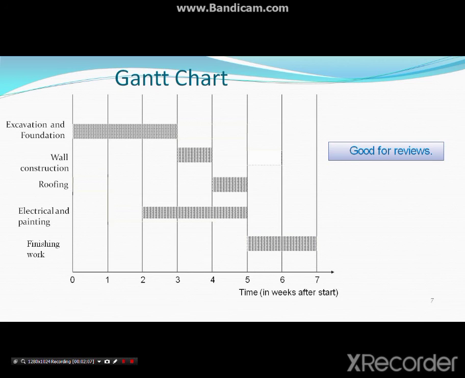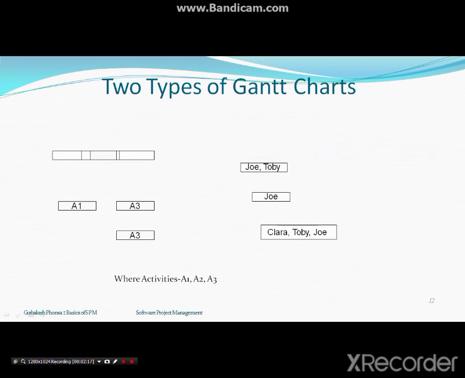So let's say in the fifth month, all the activities like excavation, wall construction, roofing, and electrical are completed. So after this, finishing work can start. There are two types of Gantt chart: the person-centered view, which helps to determine people's load.